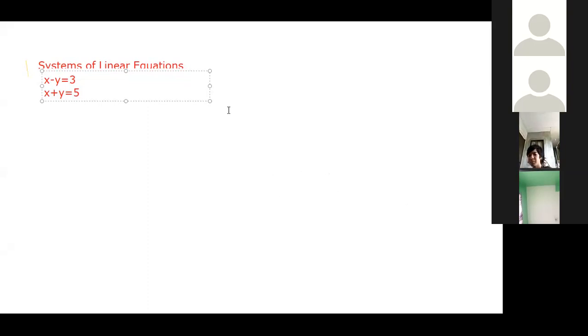All right, so let's begin now. This is a system of linear equations. You try to take note that really two equations qualify as a system of linear equations. And then we will solve this one in 3 ways. All right, 3 ways in solving.